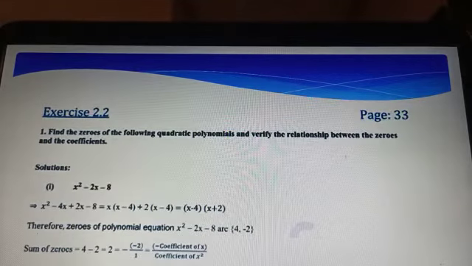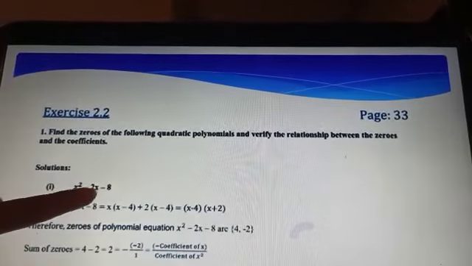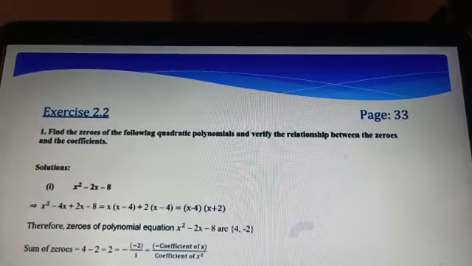First, as soon as you get the question, check the order in which it's written: to the power 2, to the power 1, to the power 0. So yes, it is written in the correct order.